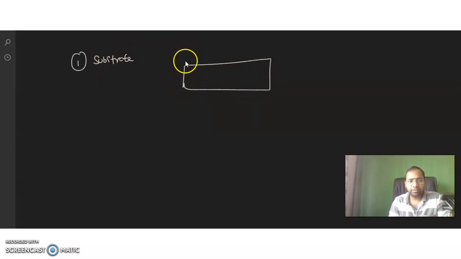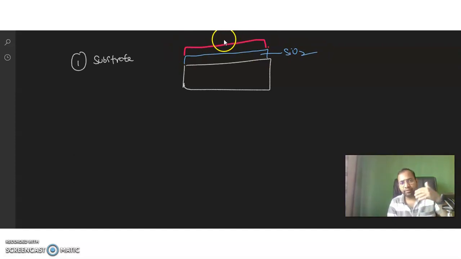Out of the different steps, first we take the substrate like this, and on this substrate we do the oxidation, that is a silicon dioxide layer, and on this layer we apply the photoresist material. After exposing to ultraviolet rays with the help of the mask and all these things, we form the windows here. That means after the etching process the windows will be formed, so that we can do the further diffusions.